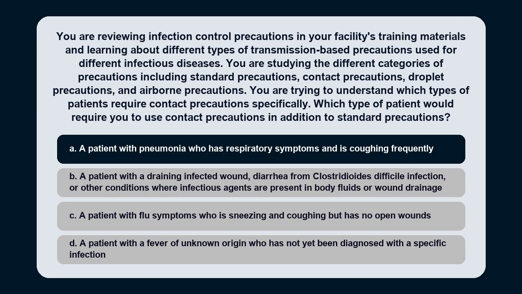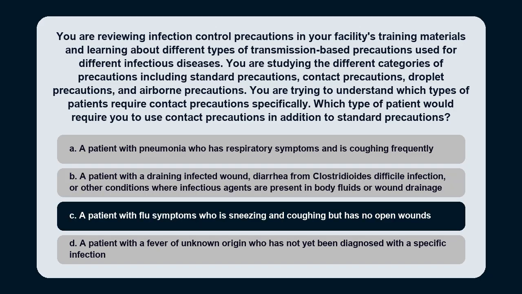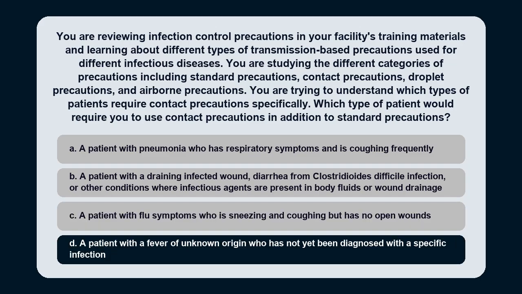Option A, a patient with pneumonia who has respiratory symptoms and is coughing frequently. Option B, a patient with a draining infected wound, diarrhea from Clostridioides difficile infection, or other conditions where infectious agents are present in body fluids or wound drainage. Option C, a patient with flu symptoms who is sneezing and coughing but has no open wounds. Option D, a patient with a fever of unknown origin who has not yet been diagnosed with a specific infection.